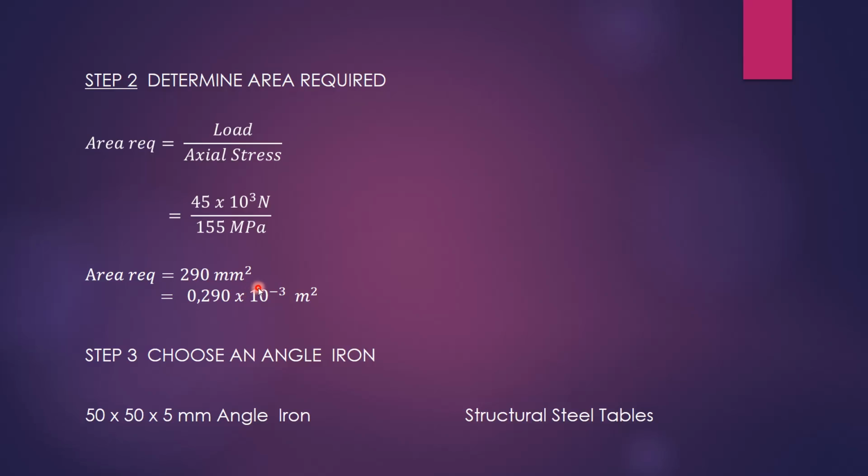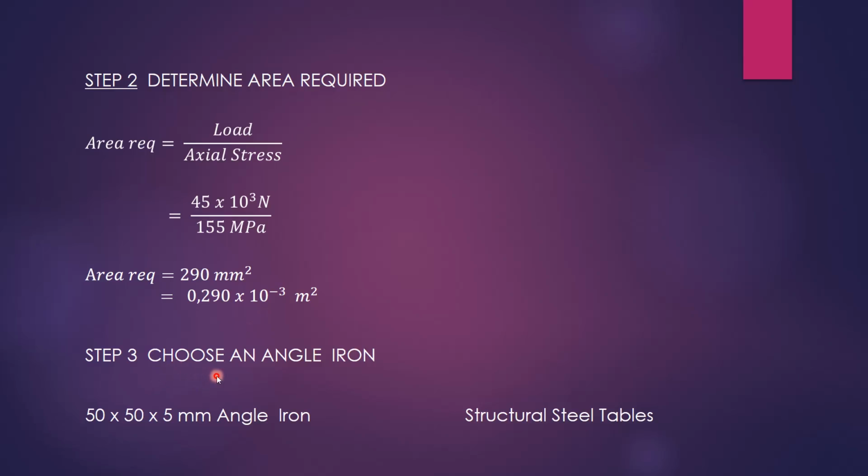Okay, so now here they are converting millimeters squared to meters squared, which was not necessary. But if you want to do that, you have to divide this 290 by a million. It won't be 1,000. Why? Because we're dealing with an area here. So it's going to be 1,000 squared, which is a million. So we get that value there.